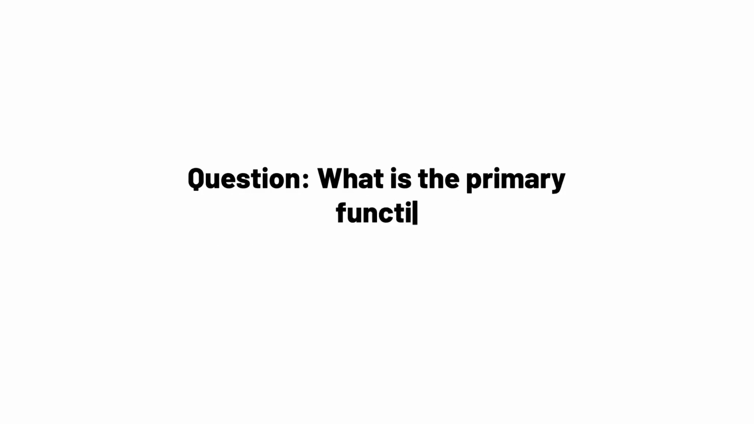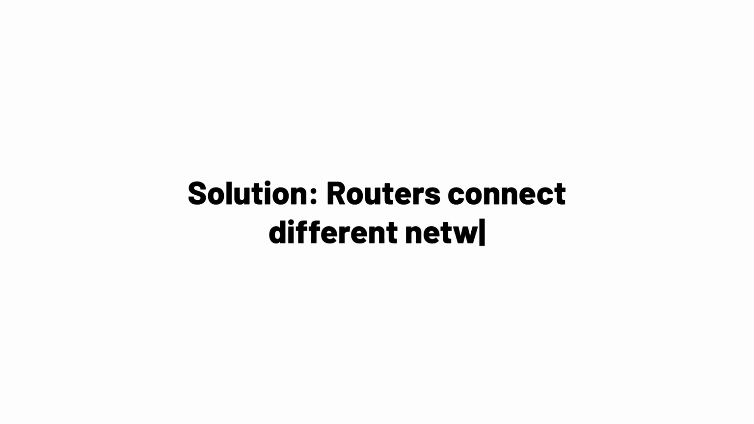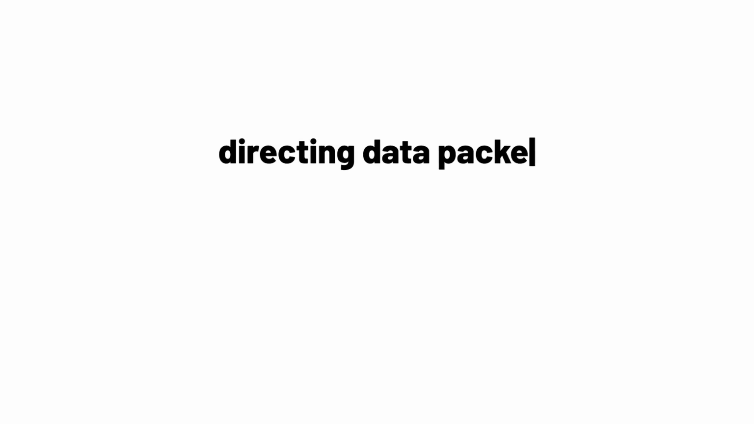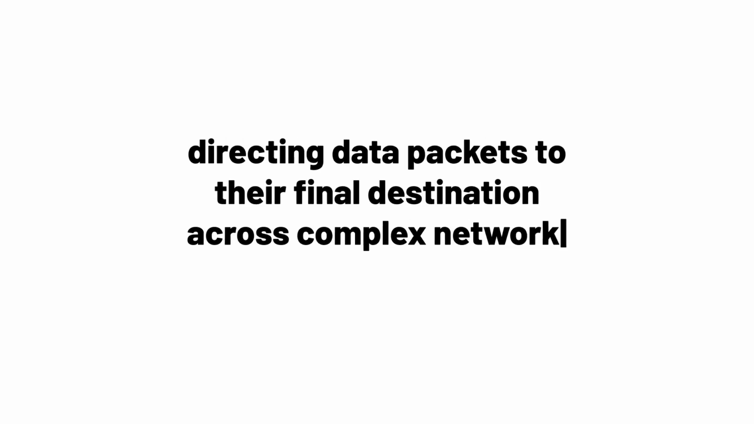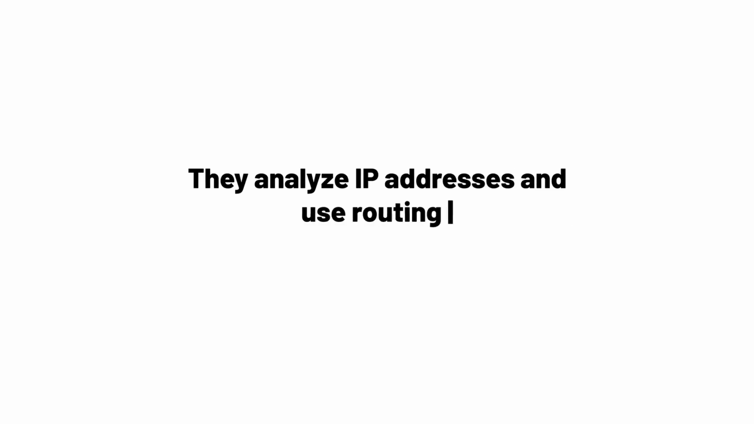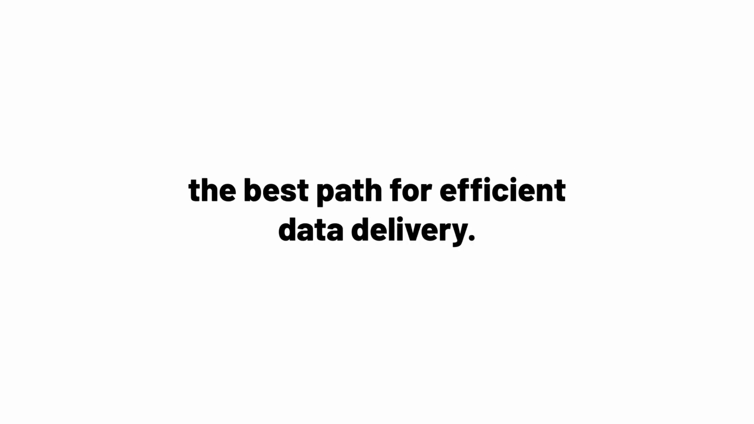Question: what is the primary function of a router in a network? Solution: routers connect different networks and act as intelligent gateways, directing data packets to their final destination across complex network structures. They analyze IP addresses and use routing protocols to determine the best path for efficient data delivery.